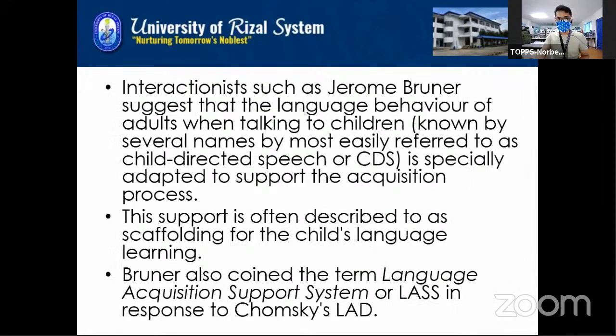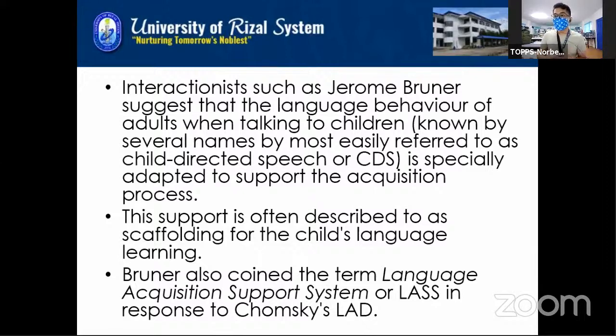So, interactionists such as Jerome Bruner suggest that the language behavior of adults when talking to children, known by several names, but most easily referred to as child-directed speech, is especially adapted to support the acquisition process.